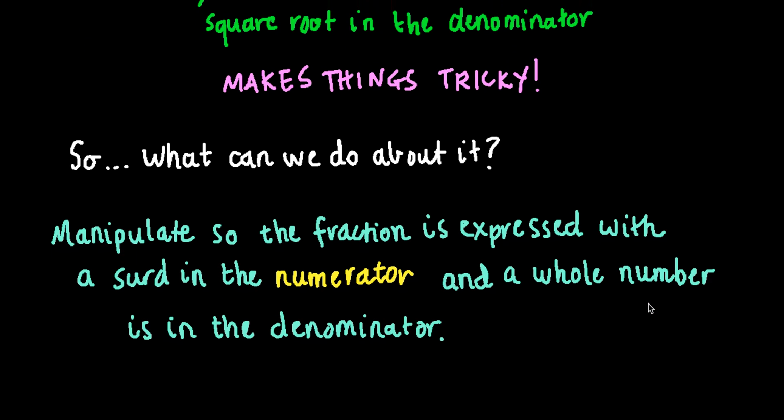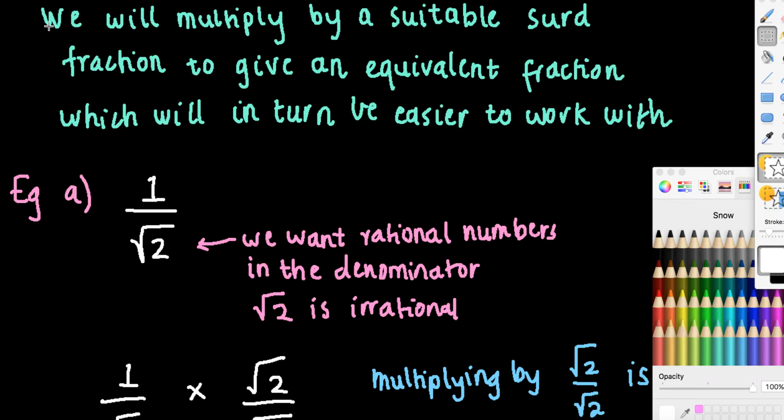We will do a little bit of manipulation so that, with what we're going to do, we will get a surd as our numerator, but that's okay. And hopefully, if we've done it right, we'll get the whole number or an integer as the denominator. So I'll show you what I mean by this. If I just go to my next slide.